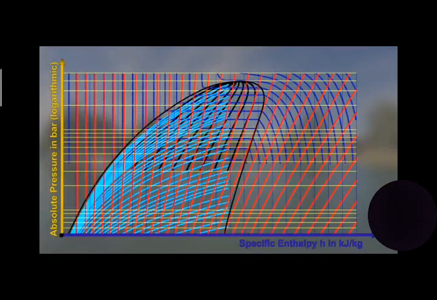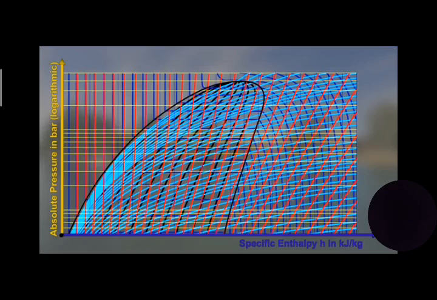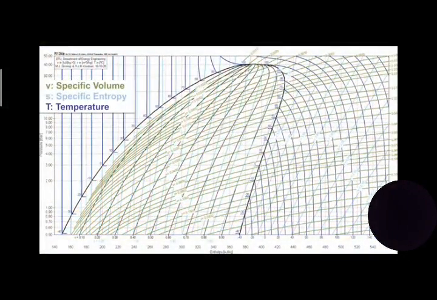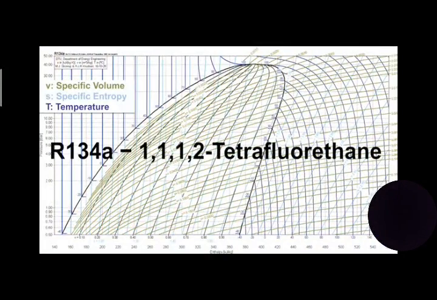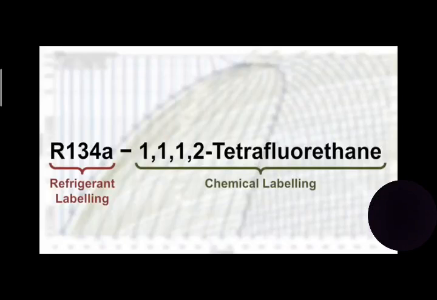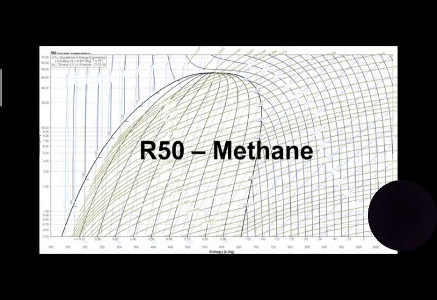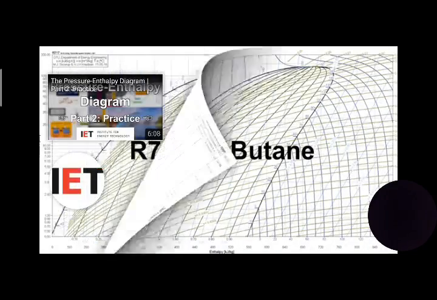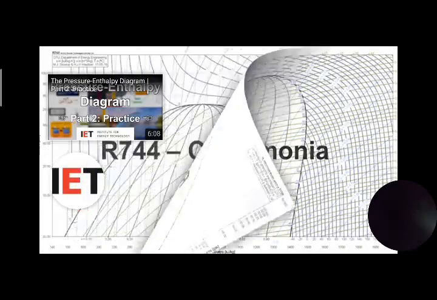All these characteristics from different fluids can be shown in a pressure enthalpy diagram. What refrigeration experts call R134A is called 1,1,1,2-tetrafluoroethane by chemists. Now we see a pressure enthalpy diagram of methane and many other refrigerants. More about the practical usage of a diagram like this will be shown in part 2.